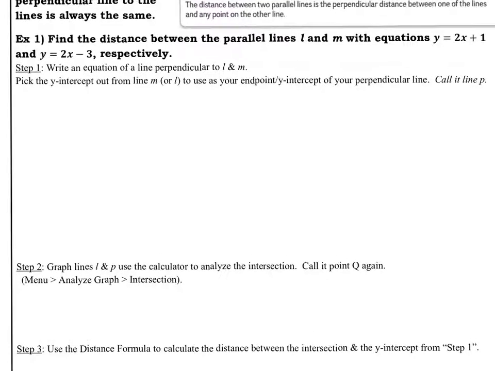And I say pick the y-intercept out from line M or line L. It doesn't matter which y-intercept you use, but I'm going to use line M to use as your endpoint or y-intercept of your perpendicular line. And we're going to call it line P. So basically what I'm saying here is use the y-intercept of line M.